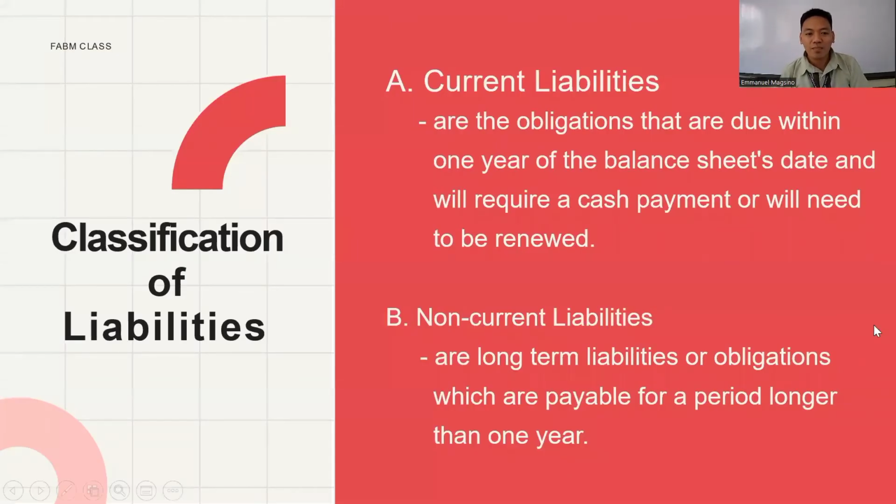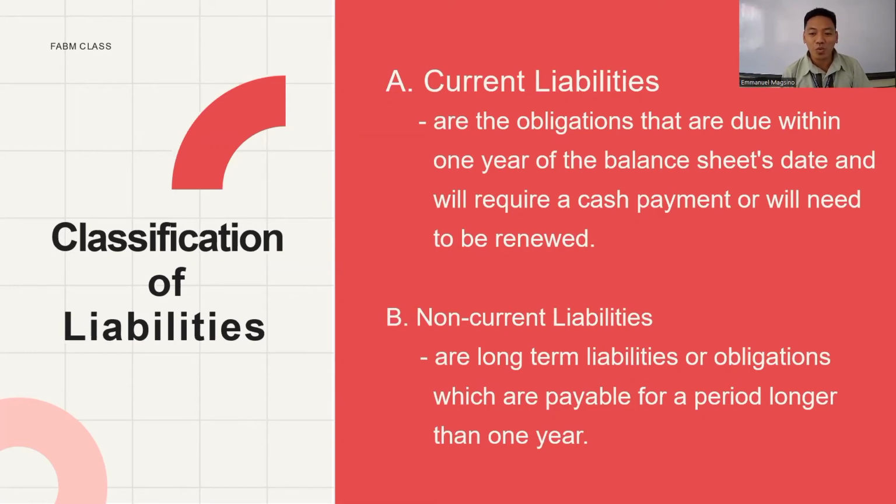Okay, we have the classification of liabilities. We have the current liabilities and non-current liabilities. When we say current liabilities, these are the obligations that are due within 1 year of the balance sheet date and will require a cash payment or will need to be renewed. And the non-current liabilities, these are long-term liabilities or obligations which are payable for a period longer than 1 year.